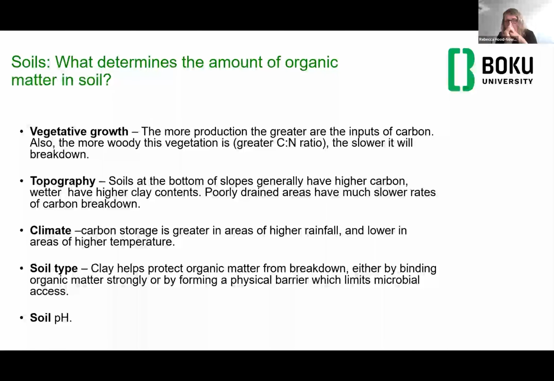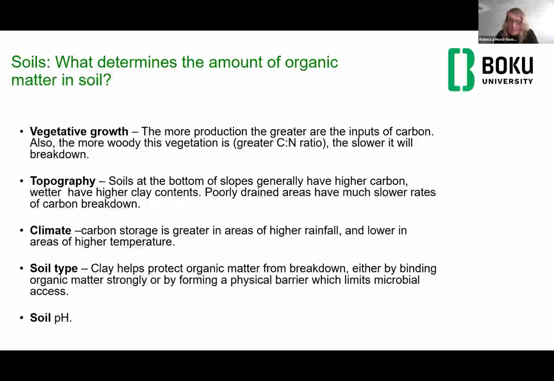The topography: the soils at the bottom of the slopes generally have higher carbon. This is usually based on the fact that the clay particles, because they're small and they're light, flow very easily. There's Stokes' law, for example. They're easily dislodged, and when it rains, they're easily transported to the bottom of the slope. So you'll often find clay particles collecting at the bottom of the slope.